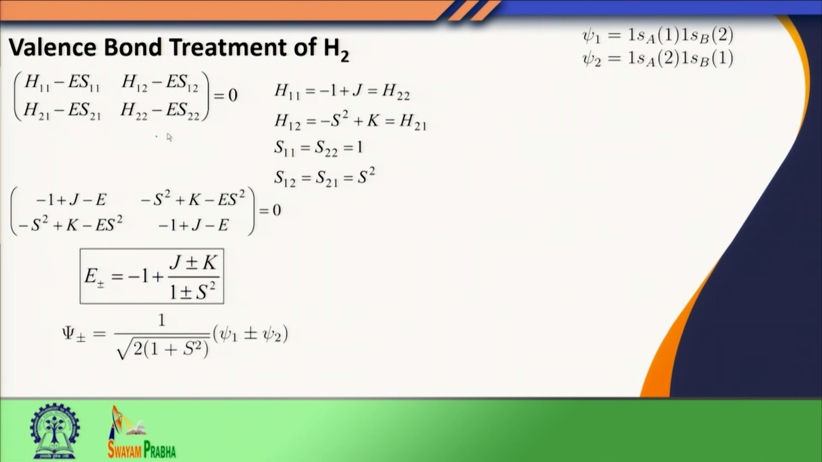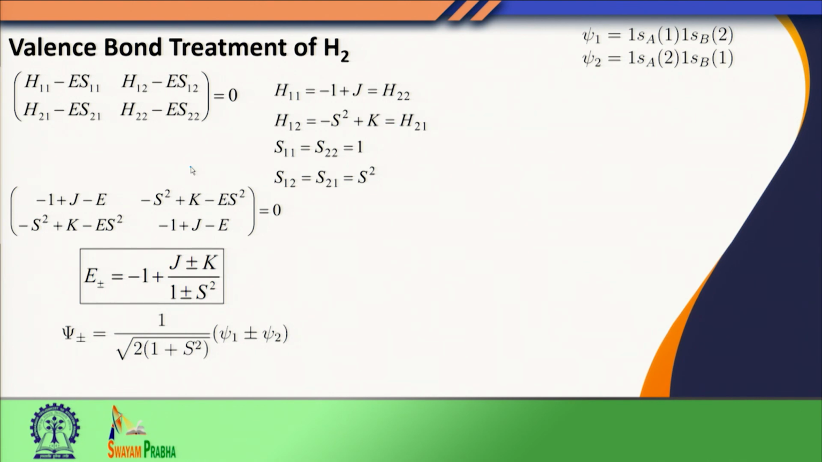We wanted to diagonalize this 2 by 2 matrix by evaluating the matrix elements. So, we have obtained the matrix elements that we wrote down previously. Now, we have used H11 as minus 1 plus j, H12 as minus s square plus k, H21 similarly, S11 and S22 are 1, S12 and S21 are s square. We have applied the integrals, the values that we obtained from our previous exercise, and now we have this 2 by 2 matrix.